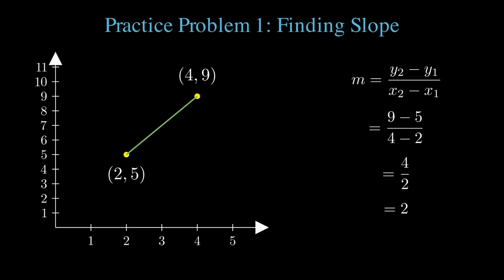Remember, when finding the slope between 2 points, always subtract the y values and x values in the same order, y2 minus y1 over x2 minus x1 to get the correct result.